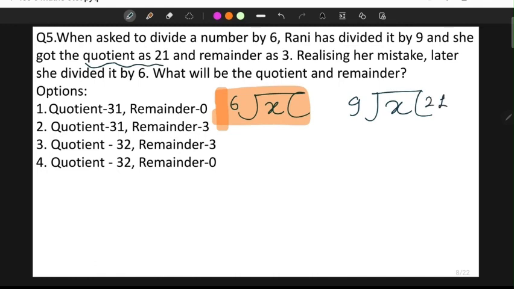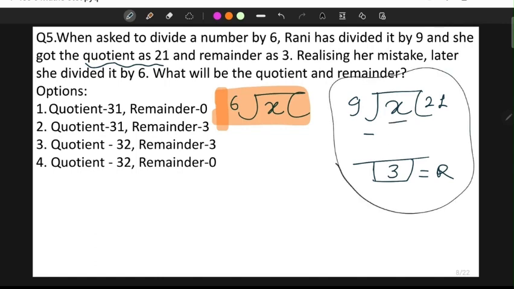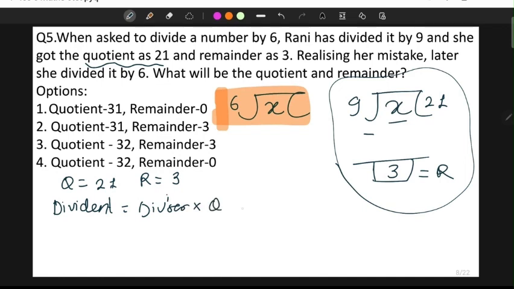So we write the quotient over here, and she got the remainder equal to 3. By using this particular data we can find out this number, because Rani got quotient 21, remainder 3, and we know she divided the number by 9. Please write the formula: dividend is equal to divisor into quotient plus remainder. We know the formula. So we have to find the dividend here. We know the divisor is 9.